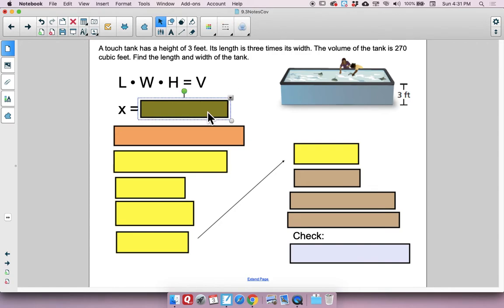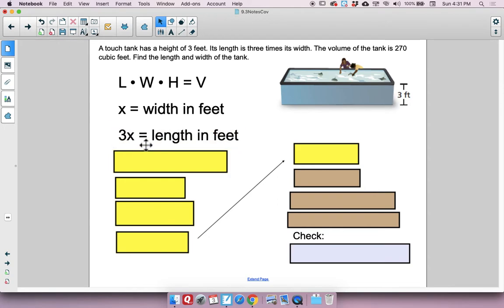So I went ahead and made the width what x is. And you could use w, obviously, if you wanted to. Well, if x is the width and the length is 3 times the width, how would we represent the length in terms of x? Yeah, we would say 3x, right? So we could do that.